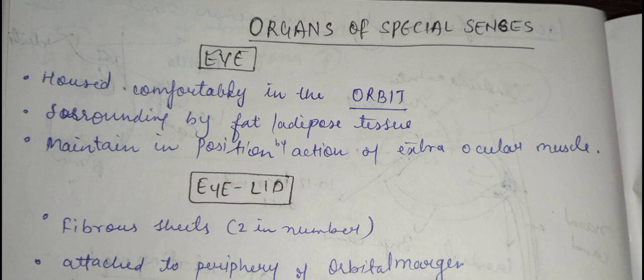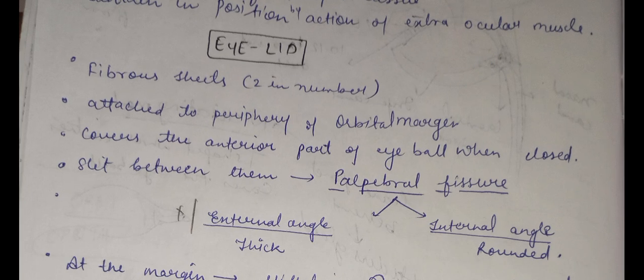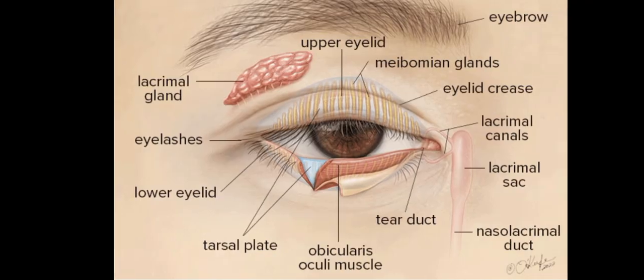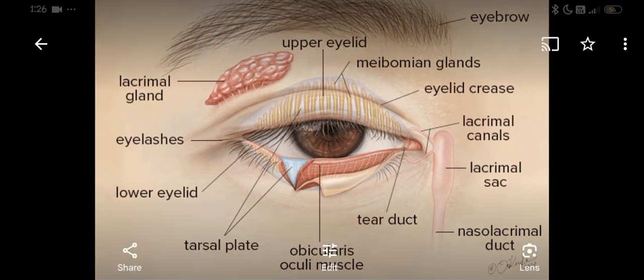Now next we have the eyelid. Let us study the eyelid. Eyelids are the fibrous sheets. There are 2 in number, the upper eyelid and the lower eyelid. They are attached to the periphery of the orbital margin. As we can see here, these are 2 eyelids. One is the upper eyelid and another is the lower eyelid.